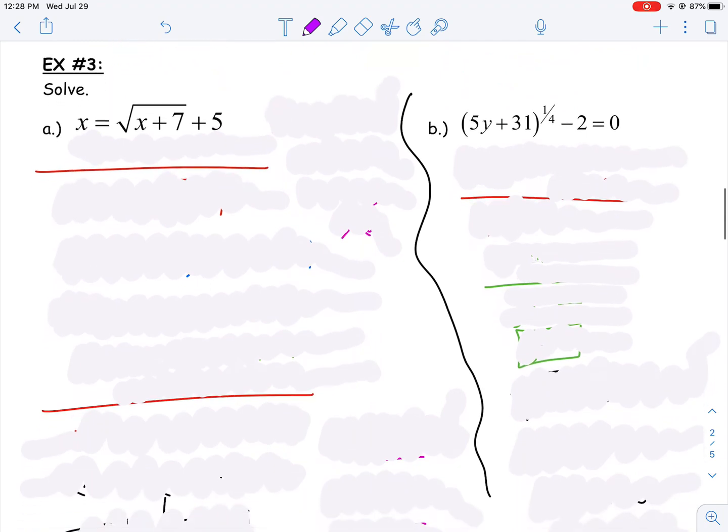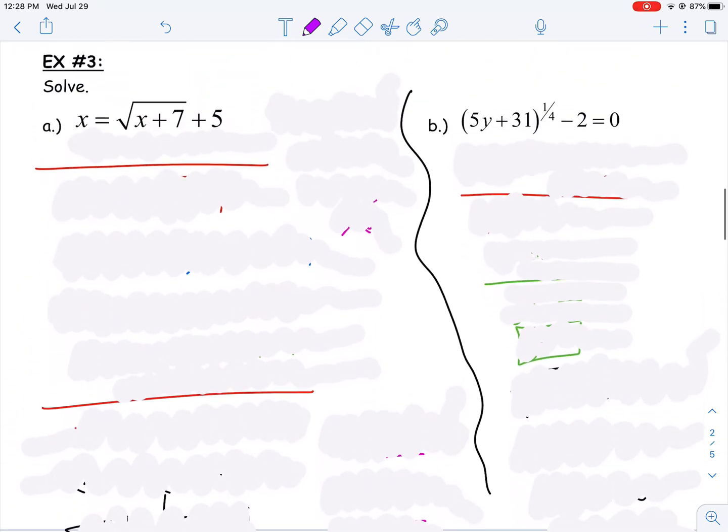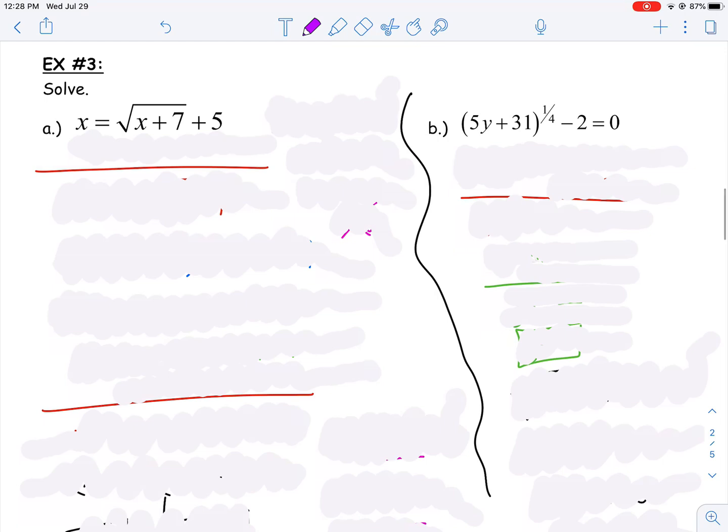All right, in this video, let's do one more example. Now you can see, example number 3 is a little bit challenging, okay? So again, you might need to pause the video, you might need to replay the video, you might need to try these ones a few times to make sure that you fully understand, okay? All right, looking at example number 3a, it asks us to solve.